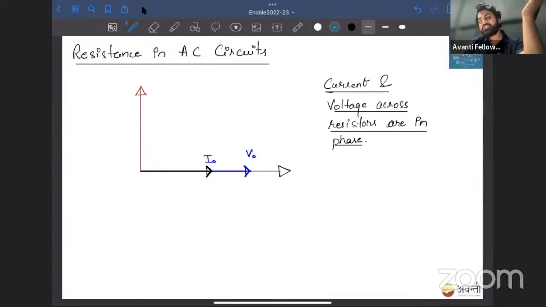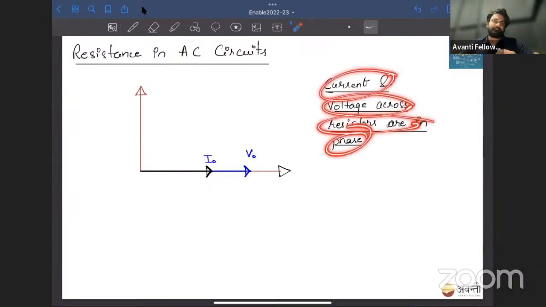Phasor diagram is the representation of the phase difference between two quantities or three quantities or more than three quantities also. So for example, my voltage is having a phase of, let's say, 0. So current will also have a phase of 0. If my voltage is having a phase of, let's say, 45 degrees, my current will also have a phase of 45 degrees. So there is 0 phase difference in resistive AC circuits. Clear? So current and voltages across the resistance are in phase.